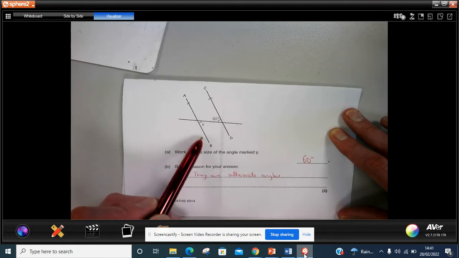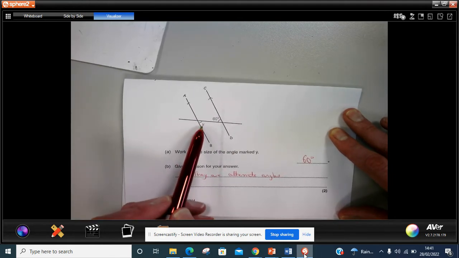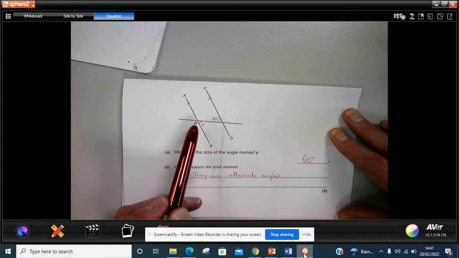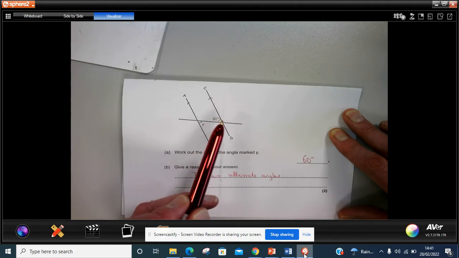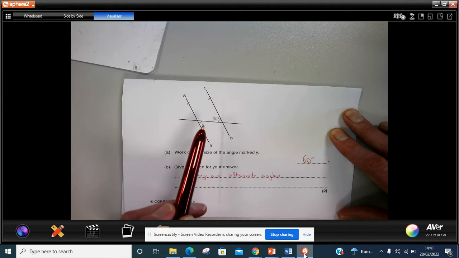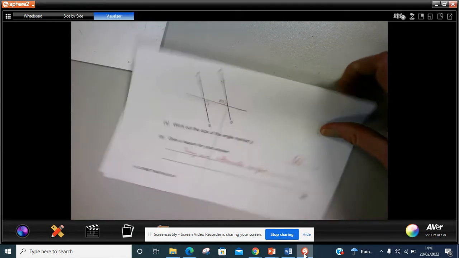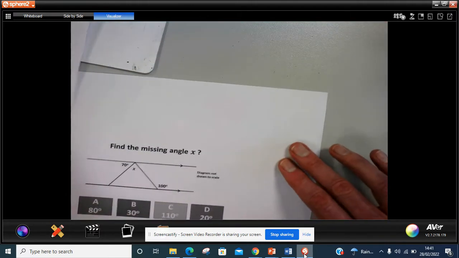So we've got our parallel lines, a line going across, and these are in our Z shape, although we're never going to say that. And we can see that those would be alternate angles. They're on alternate sides of the transversal, and they would be equal to each other. They might want to then put in a few other things to try and trick you.